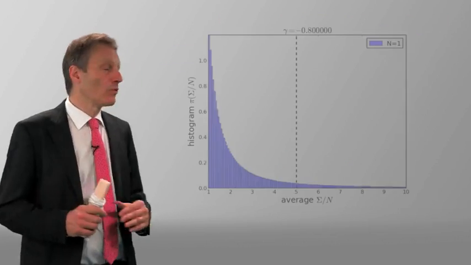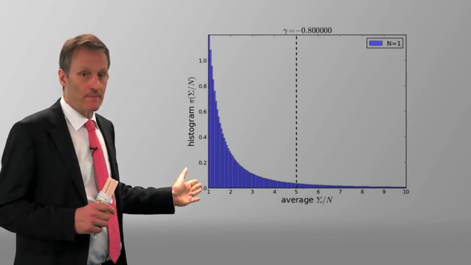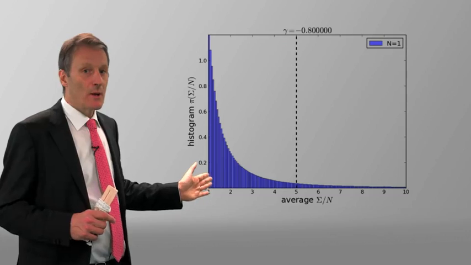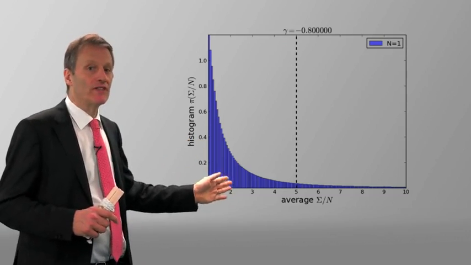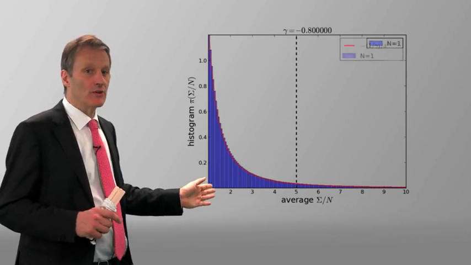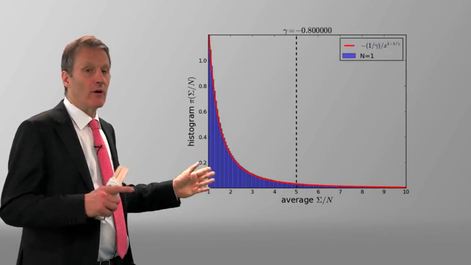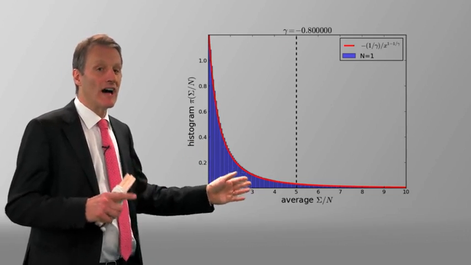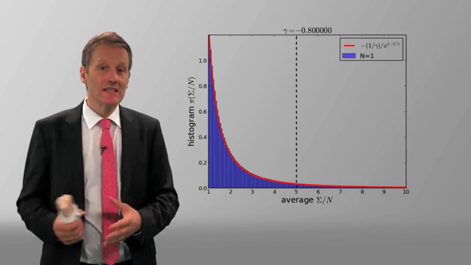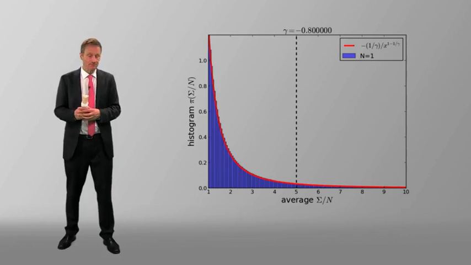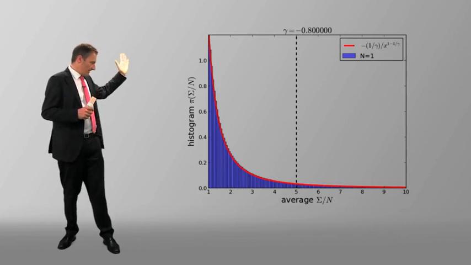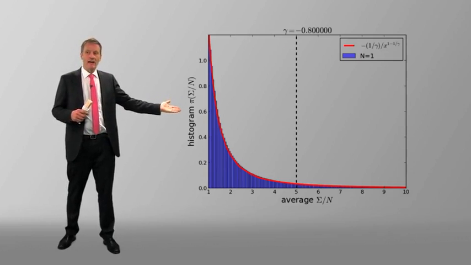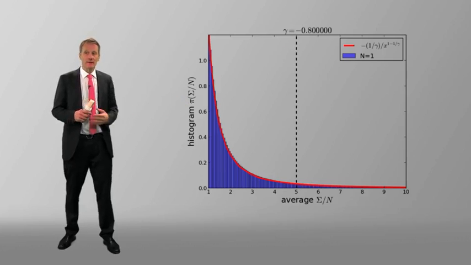For n equal to 1, we have the original integral, and its probability distribution is given by pi of sigma over n equal to sigma over n to the power of minus 1 minus 1 over gamma, as we discussed previously in lecture 4. So it goes like this, and it decreases like x to the power of minus 2.25.